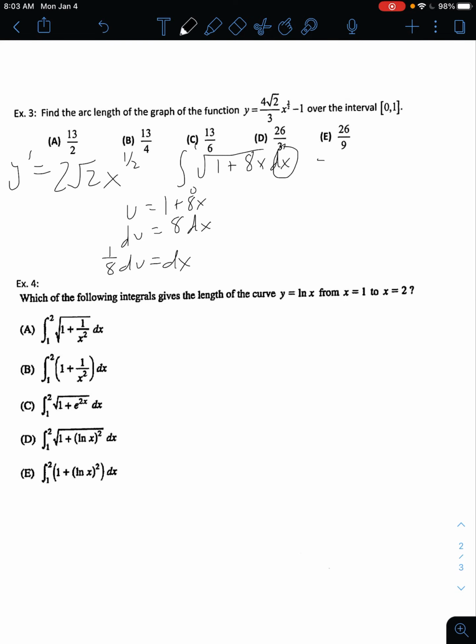I'm going to come over. I'm going to have 1/8 on the outside. And now since everything is going to be in terms of u, remember I have to change my limits of integration. So my initial limits are 0 and 1. Those are x values. So when x is 0, u is 1. And when x is 1, u is 9. And then we have the square root of u, so u to the 1/2.